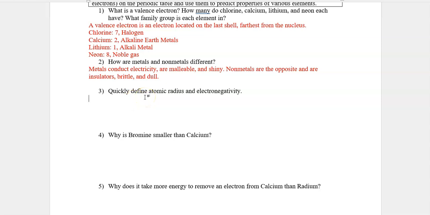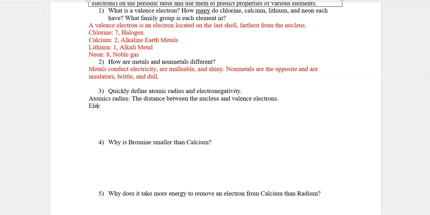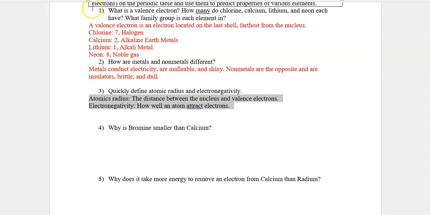There you go. Number 3, quickly define atomic radius and electronegativity. Atomic radius, the distance between the nucleus and valence electrons. Electronegativity, how well an atom attracts electrons. Boom! Can I have another?